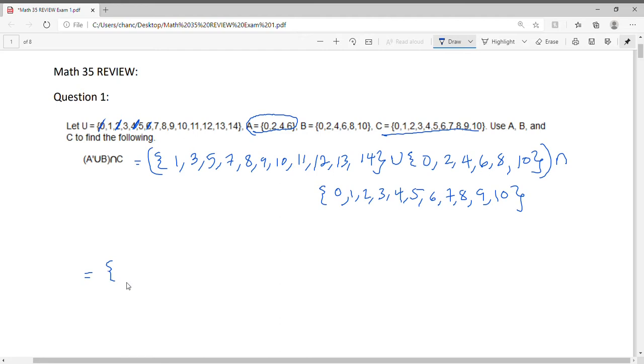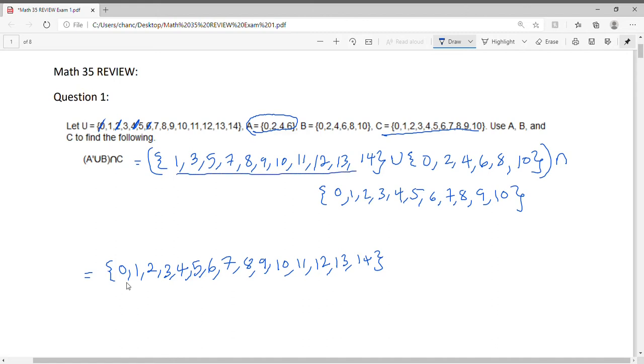This is going to give me the set 0, 1, 2, 3, 4, 5, 6, 7, 8, 9, 10, 11, 12, 13, 14. So again, A complement union B is everything in this set, or both. And I believe we have all of the elements from both of the sets. And now we're going to intersect that with this set here, set C.